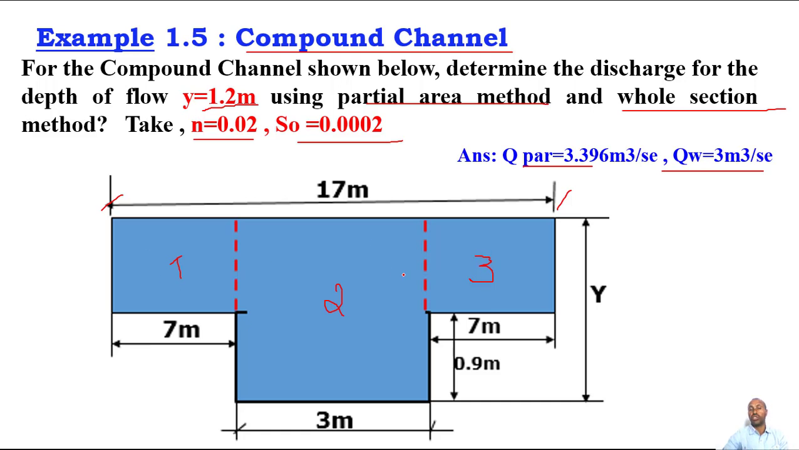So we will calculate each area using the partial area method and whole section method. Let us see the calculation. You have 0.9, the deep portion depth of this channel, the main central portion, but the remaining will be 0.3 because you have 1.2 total depth of flow. So you have here 0.3 meter depth of water. Here 0.3 is given. Then let us see the solution step by step.